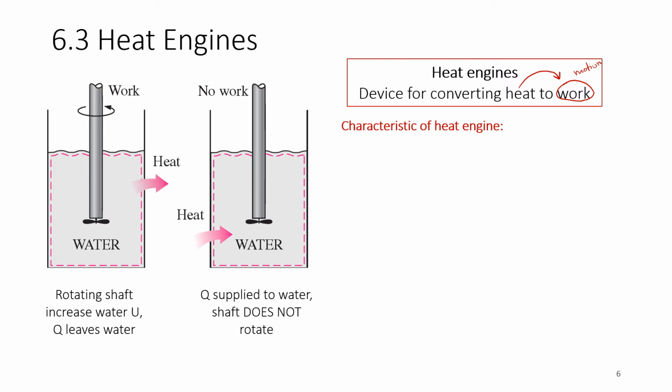So look at the diagram here on the left. Rotating the shaft will increase the internal energy of water, U, and the heat will leave the water. So if you rotate this shaft, the energy of the water will increase. Energy in what form? Of course, we're talking about internal energy. It will increase, and if this is not an insulated system, the increase will cause an increase in temperature, and therefore heat will be transferred out to the surroundings. This is a natural process. It follows the first law, it follows the second law.